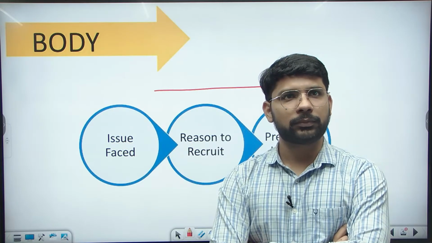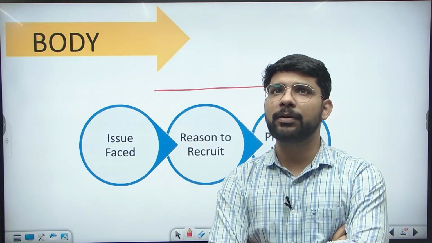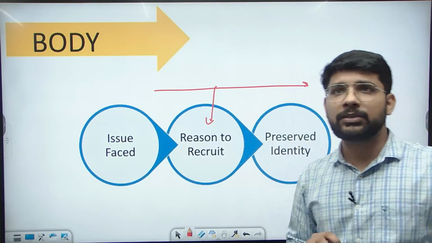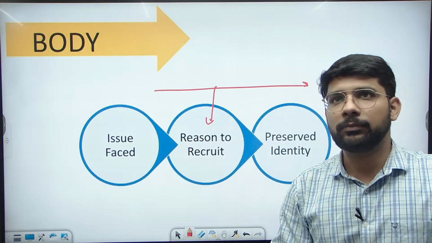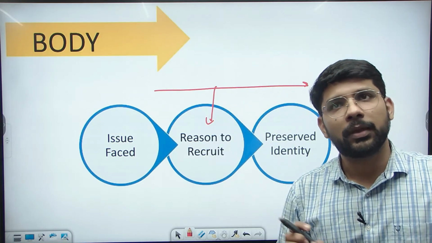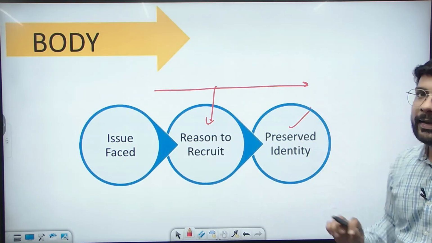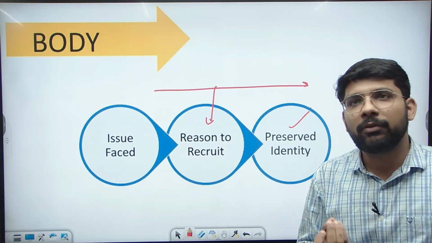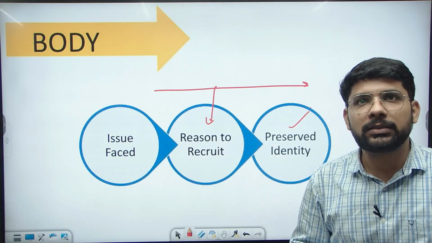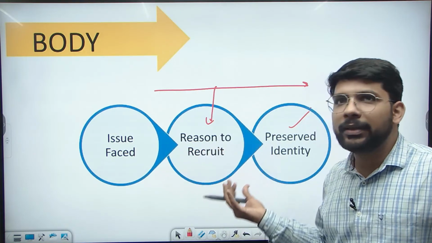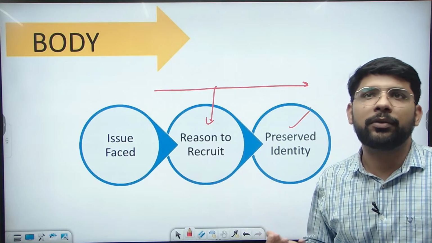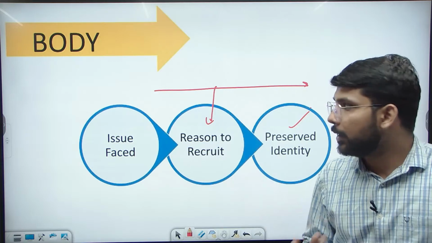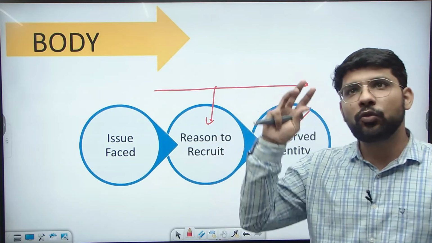Okay? So we will write about the issue faced by the indentured labor. Then we will write the reason for recruitment of the indentured labor into the other colonies by the British. Then we will write about preserving identity. This is a 15 marker, so we will write this question in 250 words. We can write about each of the issue faced, the reason to recruit the indentured labor, then the preserved identity. Okay. So let's come to the first one, the issue faced.